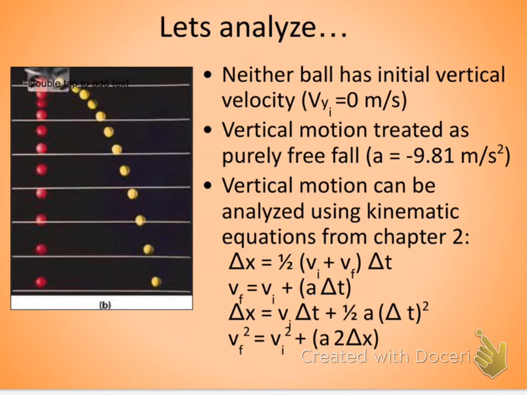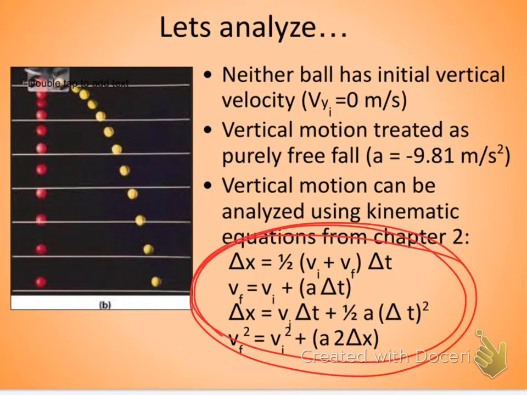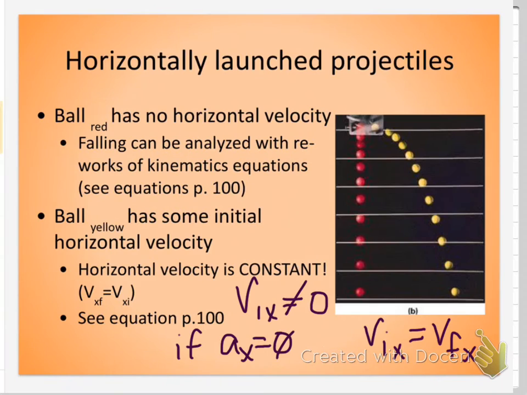Okay. These equations that you know and love so well are going to form the basis of everything that we're going to do. Okay, so we said that the red one's got no horizontal velocity and it's just straight up chapter 2 free fall. But the yellow ball has been flicked off an edge. That's why I flicked all those markers at you. So Vix is not equal to 0, but there's no acceleration. A sub x is equal to 0.